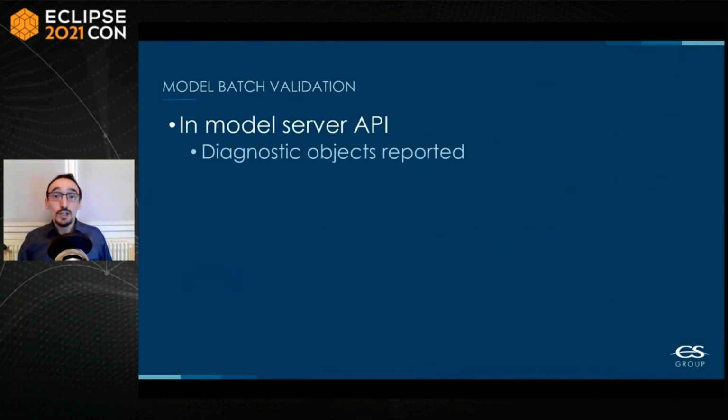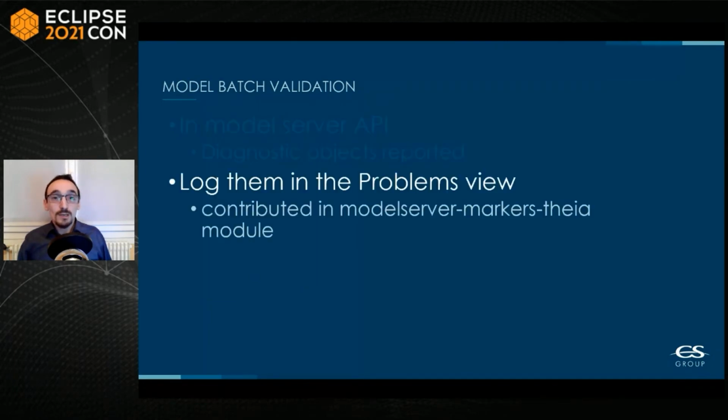The model validation was introduced in the model server API by Simon Giraudant when we were needing it. So this was perfect timing. The API reports diagnostic objects whenever a validation is launched. Then we log these diagnostics in the problems view. This integration was contributed and documented in the model server markers Theia module, so now you can use it too.